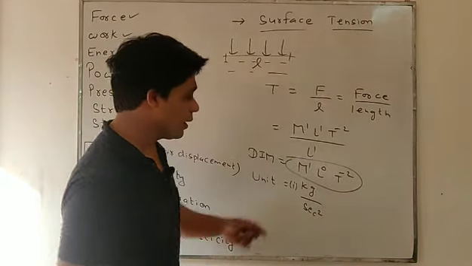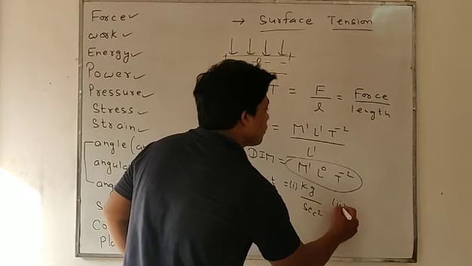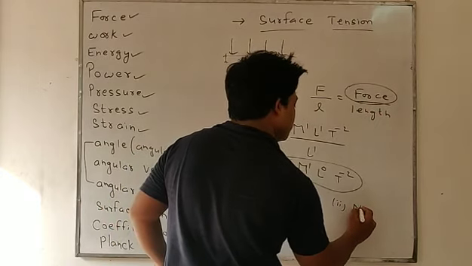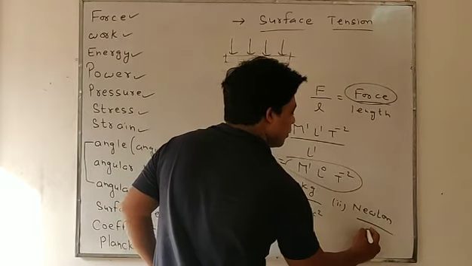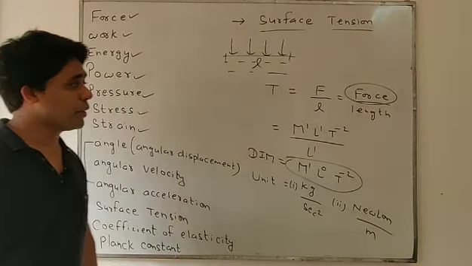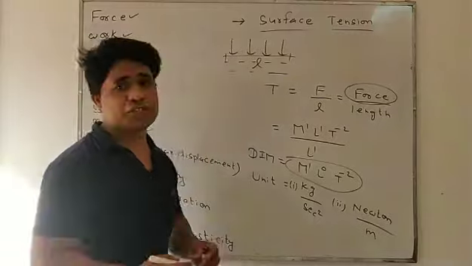We can also find it another way. What is the unit of force? Newton. What is the unit of length? Meter. So Newton upon meter. That is another unit of surface tension.